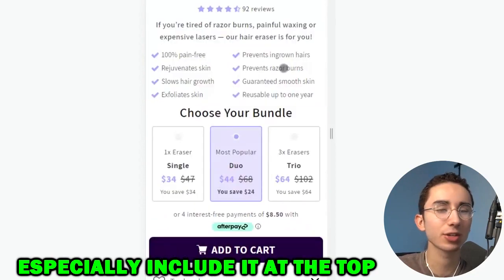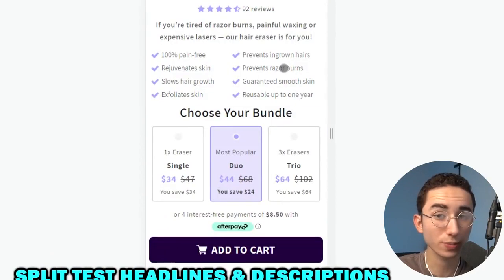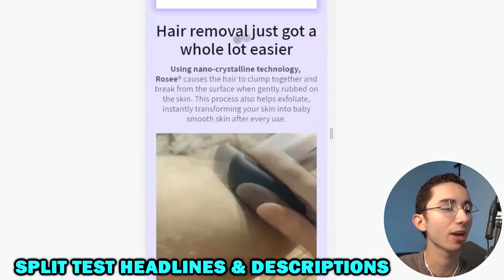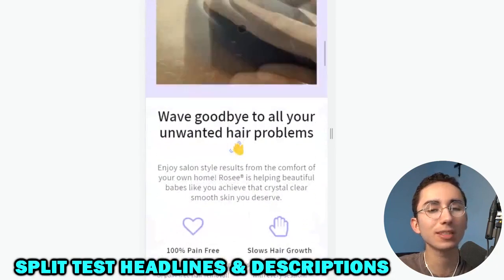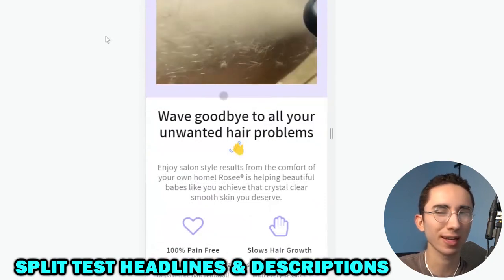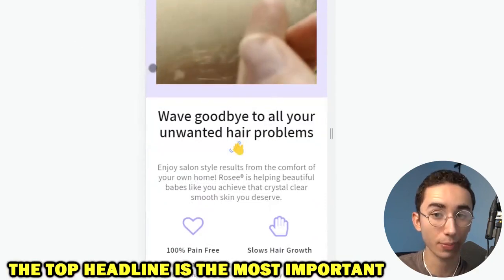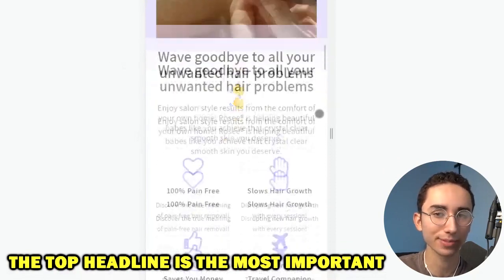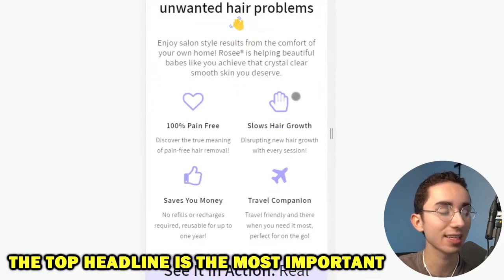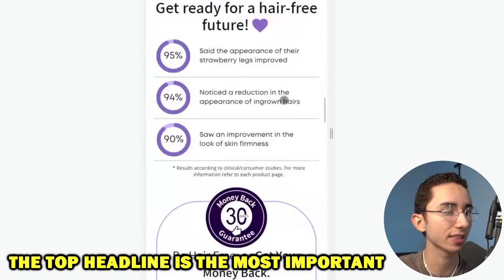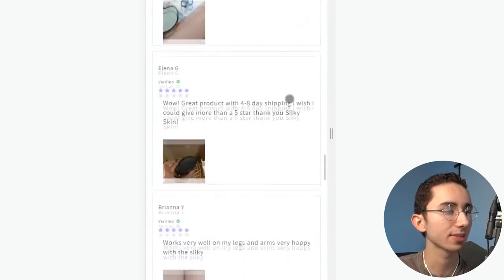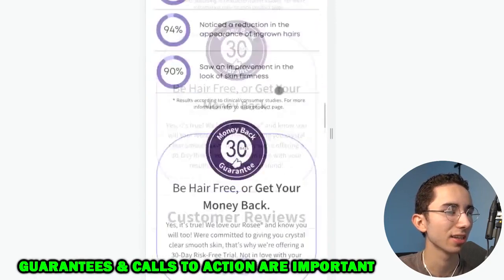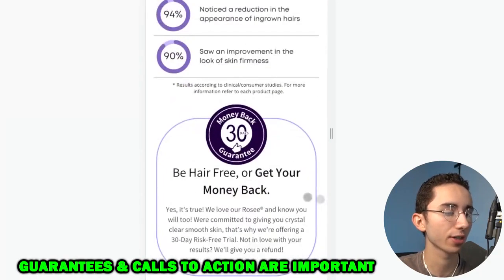Other split tests you can do are trying shorter descriptions and having different headlines. Maybe this headline right here that we have, hair removal just got a whole lot easier, is better as a second or third headline, and the best headline at the top, which is the most important headline, is wave goodbye to all your unwanted hair problems. So sometimes you have to split test different headlines, different prices, having urgency, and having a call to action at the end. As we can see with this website, we don't really have much of a call to action, but we do have things like be hair free or get your money back.